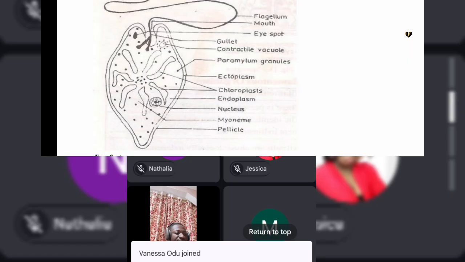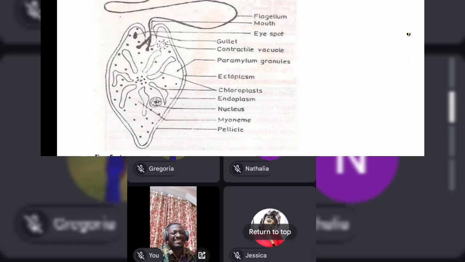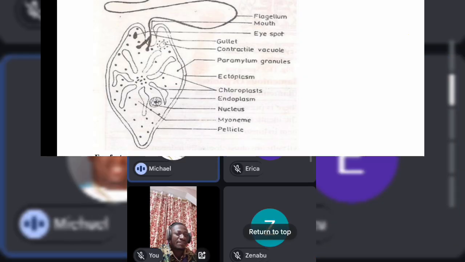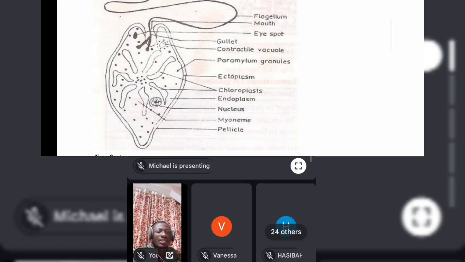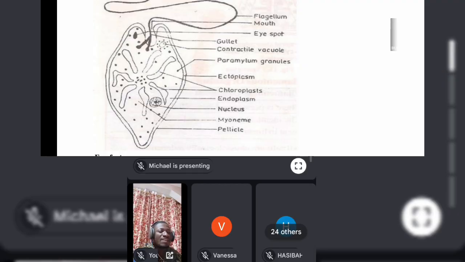We saw something like a mouth, and plants don't have a mouth, so it's animals that have the mouth and the gullet. So the flagellum is an animal-like feature. Mouth is an animal-like feature, as you can see from my screen. Eye spot is an animal-like feature. Then gullet is an animal-like feature. Contractile vacuole is an animal-like feature. Pellicle is also an animal-like feature.